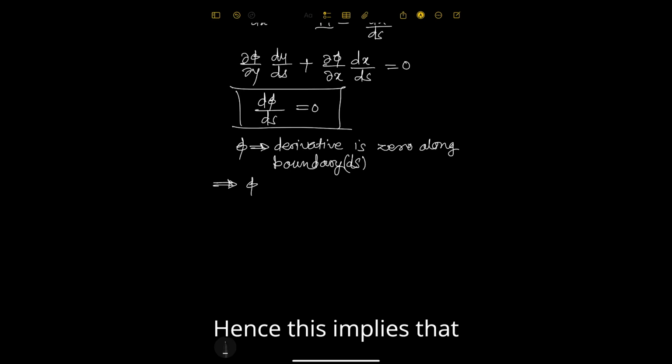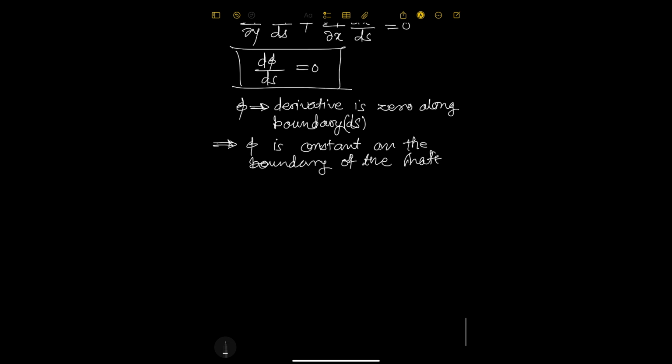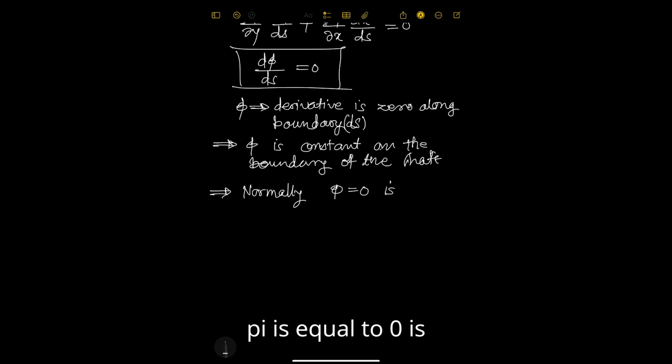Hence this implies that phi is constant on the boundary of the shaft, and normally phi is equal to 0 is assumed.